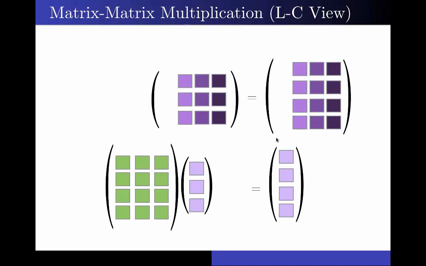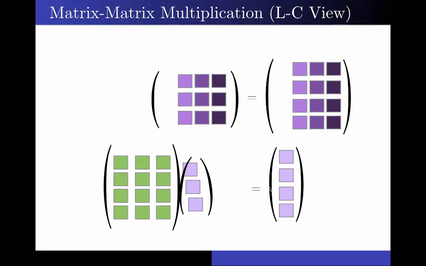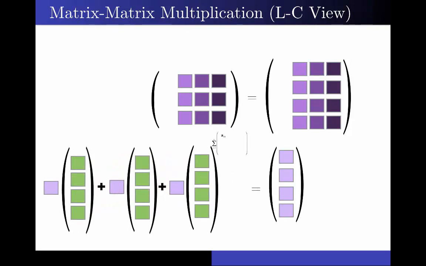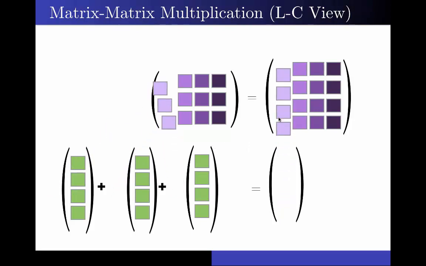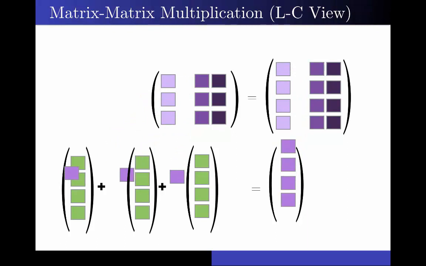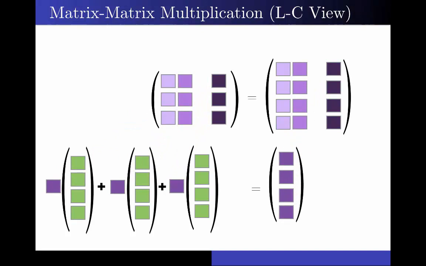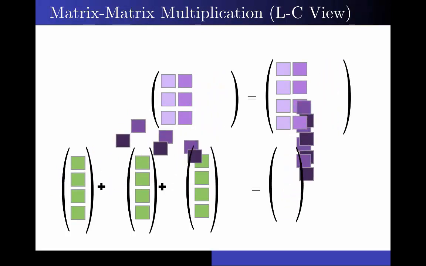But realizing that this is what's going on underneath allows me to think, just like we did with matrix vector multiplication, about this as a linear combination. Because those elements in the first column of the purple matrix become the coefficients on the green vectors in order to give me this first column of the result. Similarly, to get the second column of the resulting matrix, I use the second column of the purple matrix as coefficients. Same thing for the third column and the fourth column.